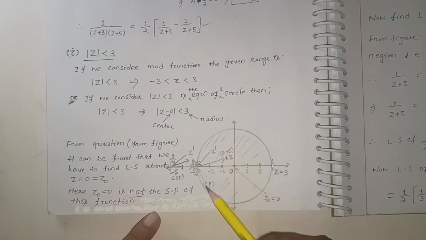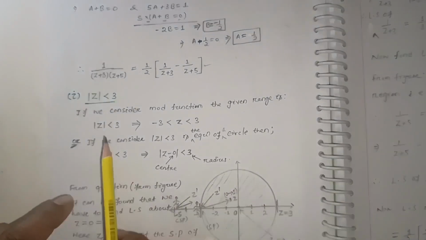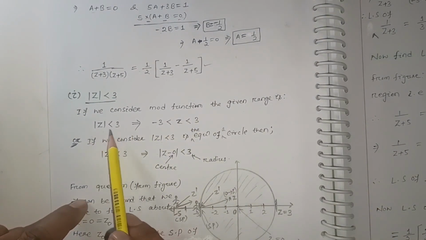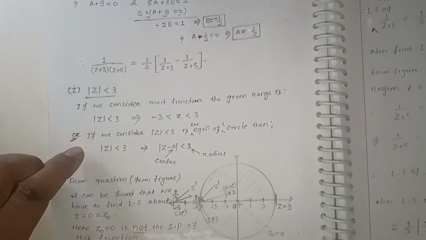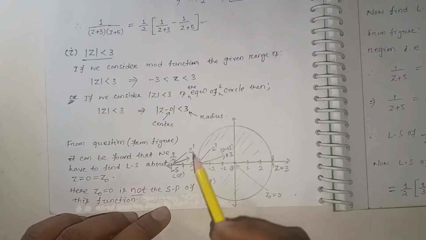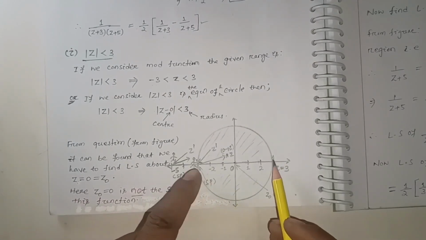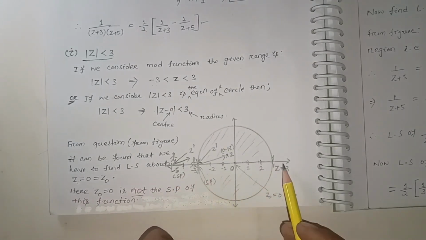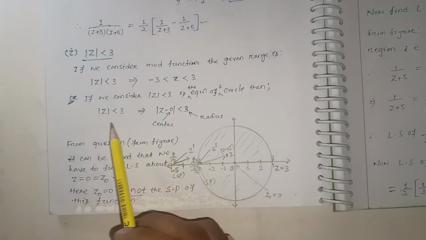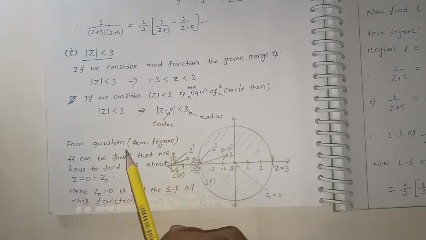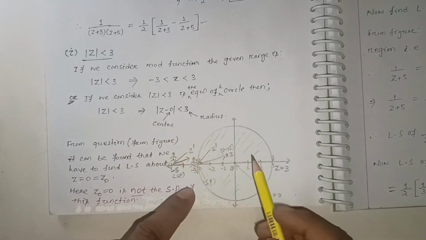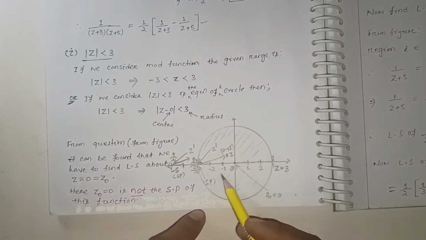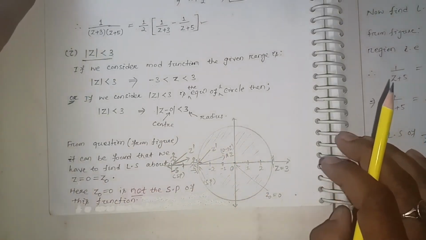So this region we found in two ways. By considering the mod function, mod z less than 3, that means the range minus 3 to plus 3. Here also the same thing. After drawing this circle, minus 3 to plus 3 is the range by considering only the real axis. But if we go with the circle method, then after drawing this circle, I found that less than 3 means the radius will be less than 3. Less than 3 means this region we have to consider to find the Laurent series of the function.